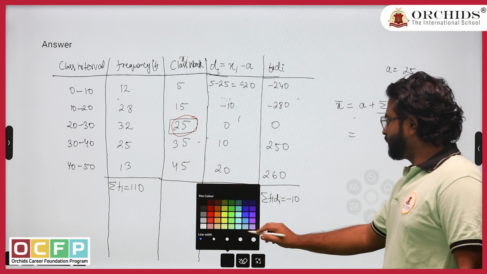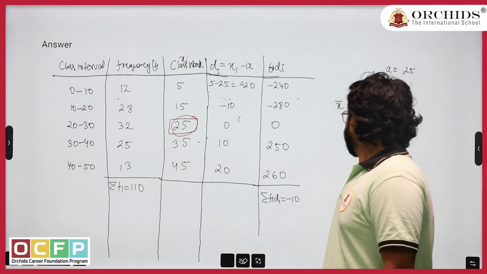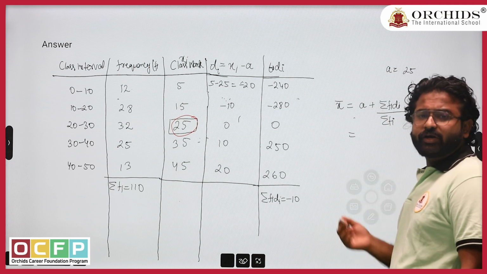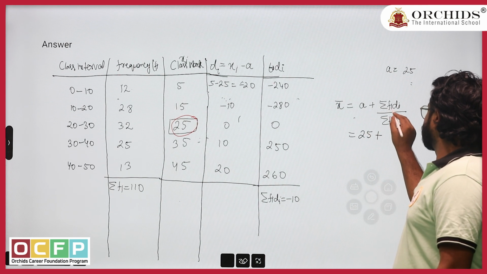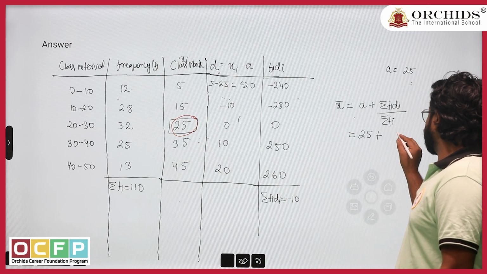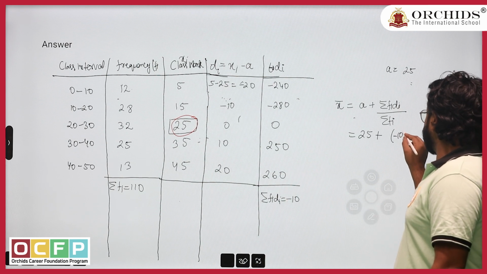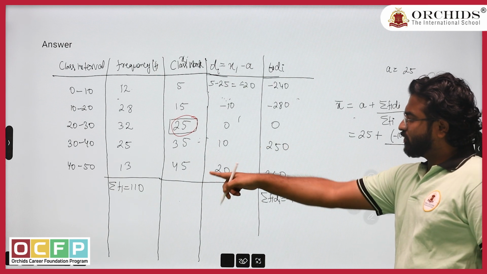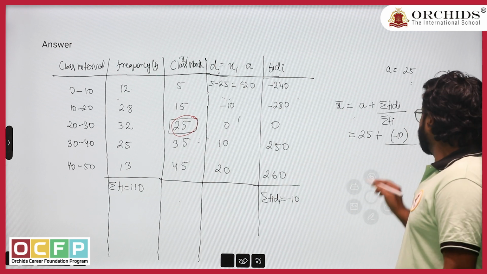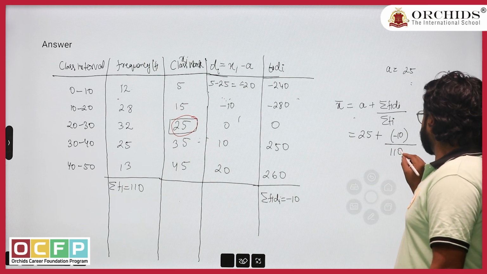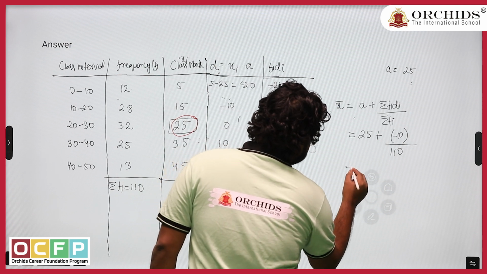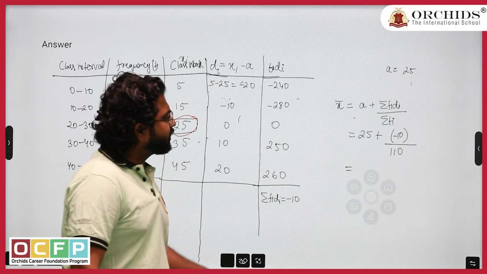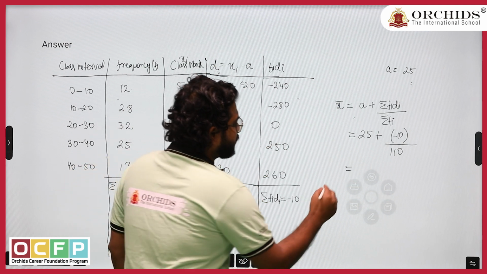Put all the values. We have already got all the values. What is that? A is 25, so we will write 25. Sigma fi di, how much did I get? Minus 10. Put bracket minus 10. Sigma fi, which is equal to 110. Now, when we simplify this, what am I getting? 25, correct?